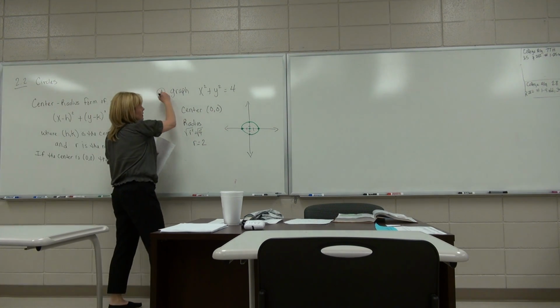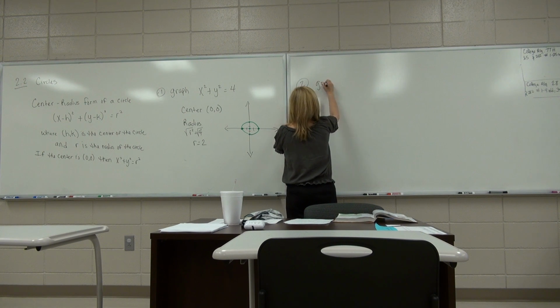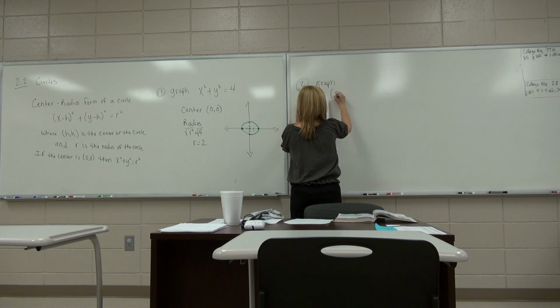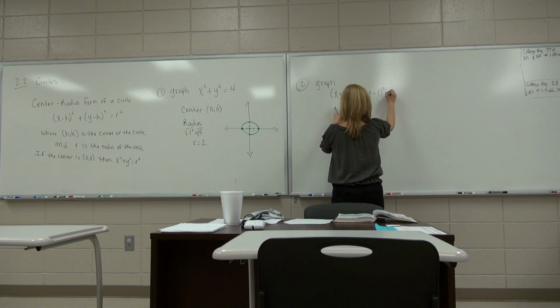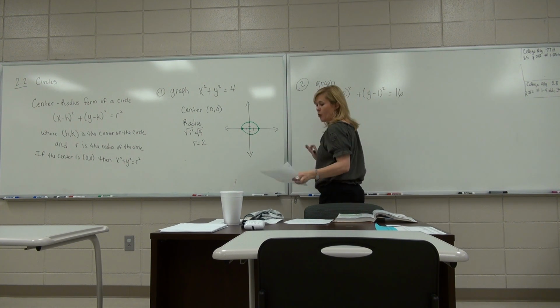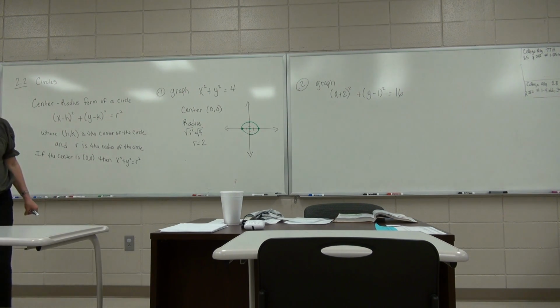This is number 1. Number 2. Let's say we're told to graph the circle (x + 2) squared plus (y minus 1) squared equals 16. Before you start on it, we're going to come back and look real close at the center-radius form of a circle.